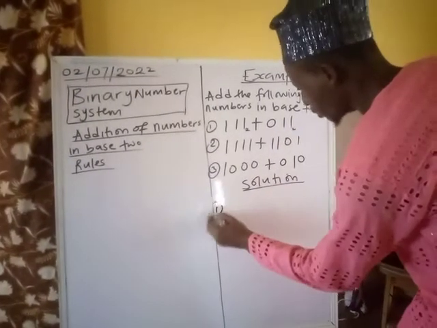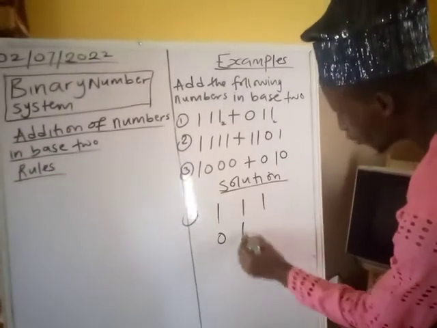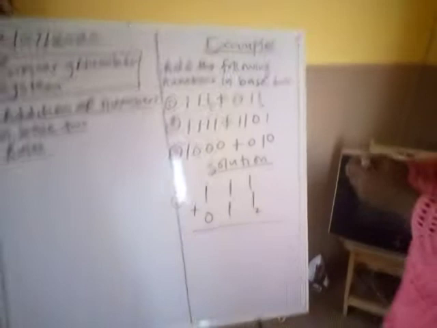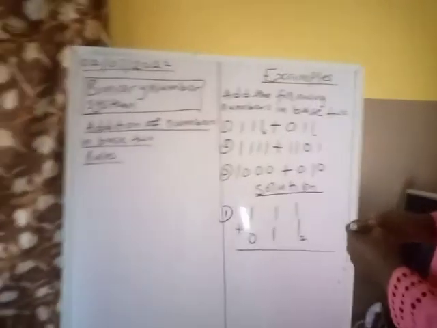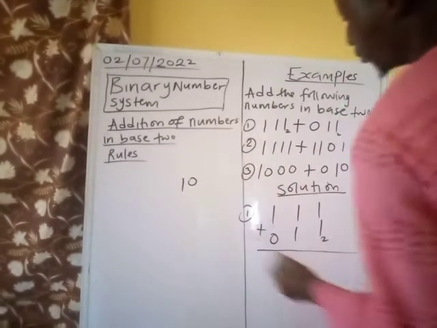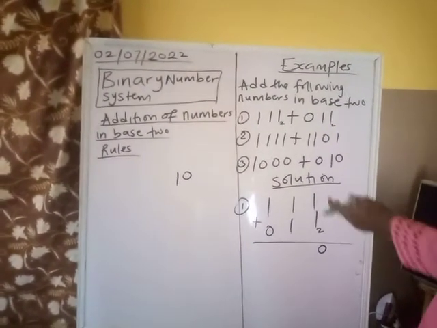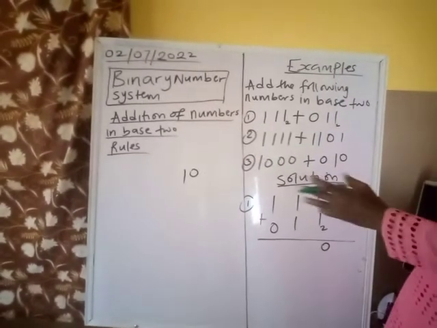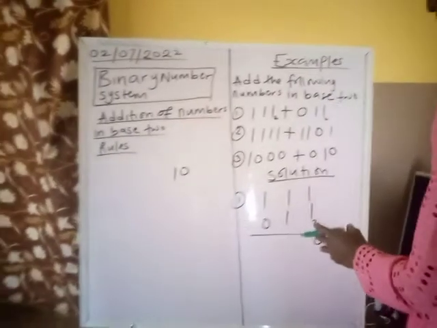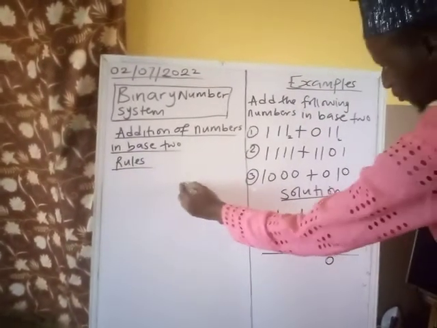Number 1 solution. So 1 1 1 and 0 1 1. Now we have these numbers in base 2. Now remember that 1 plus 1, before we said 1 plus 1 is 10. So it means that you are going to write 10. We write 0 and keep 1. Remember? It's like normal addition, but the normal addition is not the same thing as binary number system addition. So 1 plus 1 is 10. We write 0 and we keep this 1.